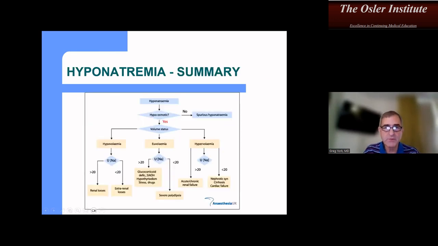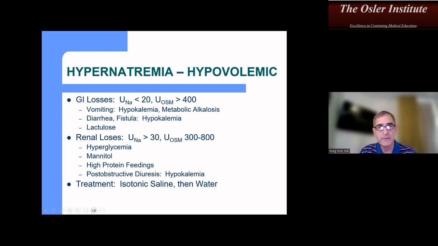So this is sort of the summary of hyponatremia. I've kind of said this multiple times. Assess the volume status of the patient, then take a look at the urine sodium, and then you can start trying to narrow down what specific entity might be causing the hyponatremia. Okay, that's hyponatremia. Let's look at hypernatremia. Again, we ask ourselves a similar question: are they hypovolemic, euvolemic, or hypervolemic?